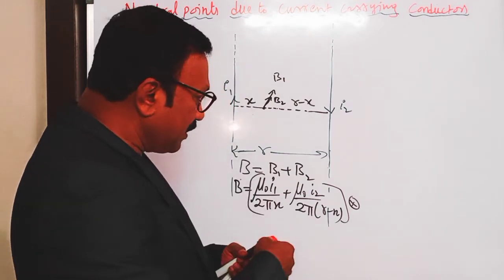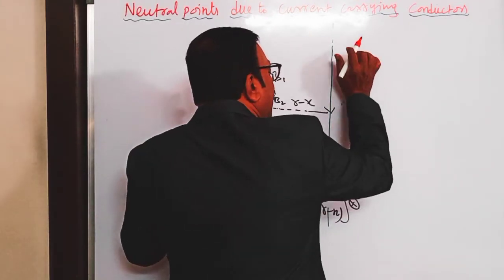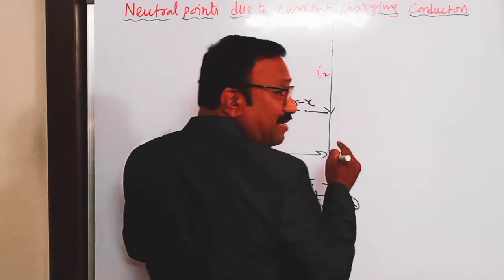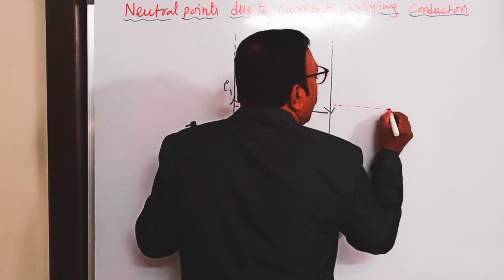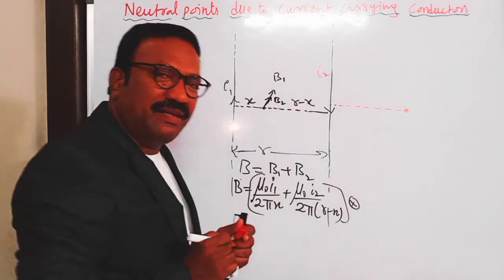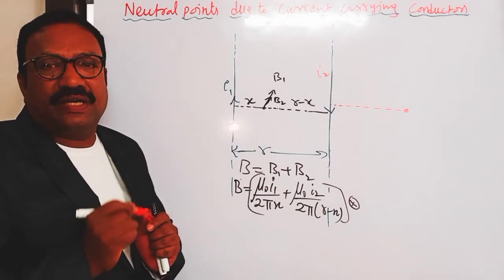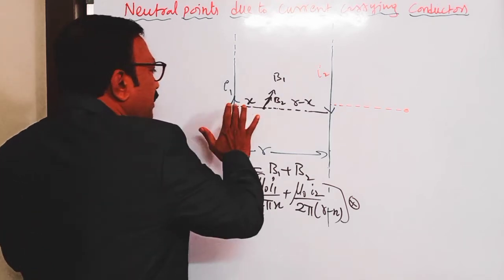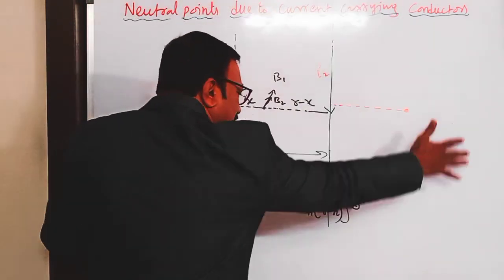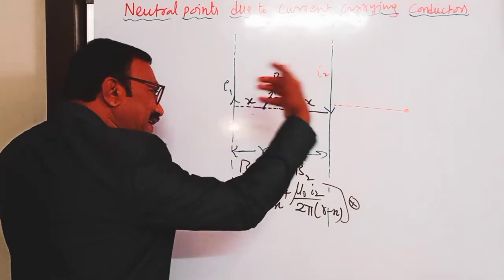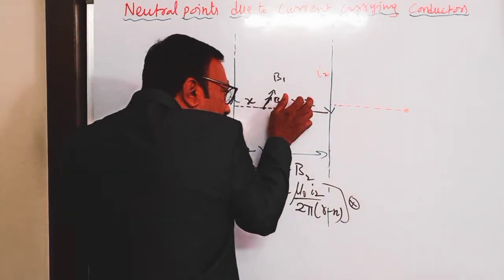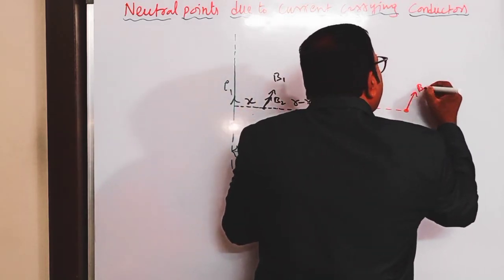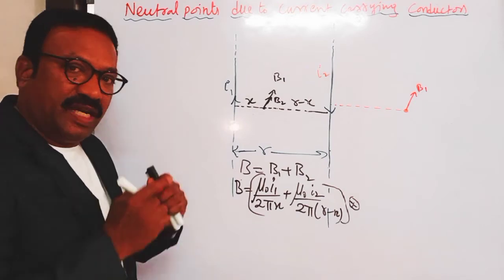Let us go to that side now. Let us say at some distance x from the second conductor, I would like to determine the resultant field. Let me take the first conductor. This first conductor produces a field in this region, definitely. On the right side it will be producing an inward magnetic field like this. So the magnetic field is inward. This is B1.